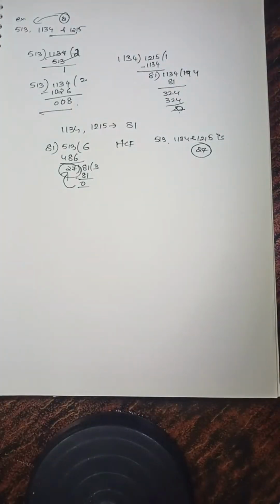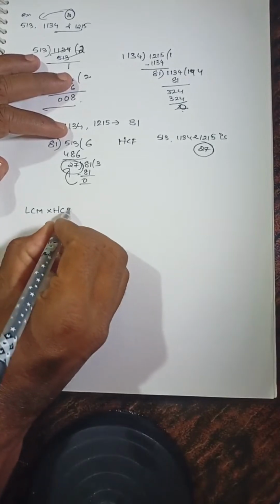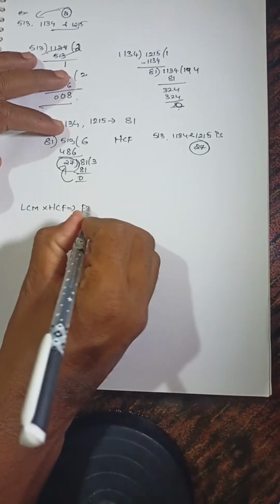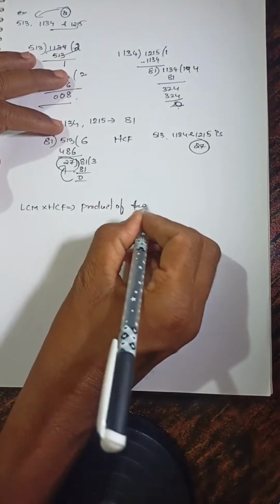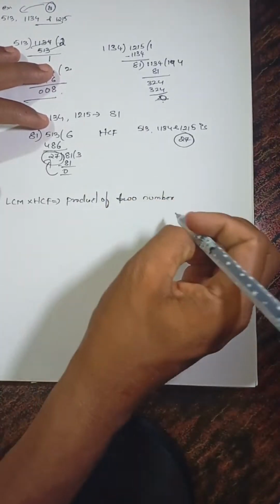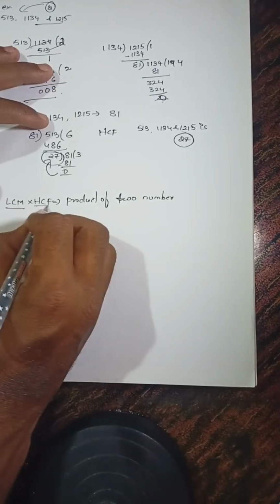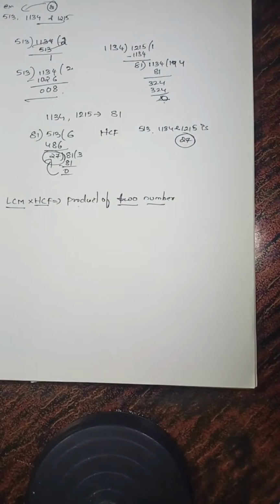We have one more formula, that is LCM into HCF is equal to the product of two numbers. So the product of two numbers is equal to LCM into HCF.